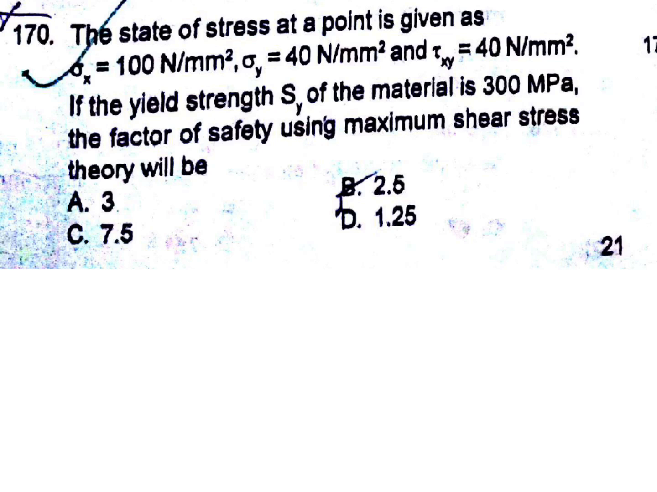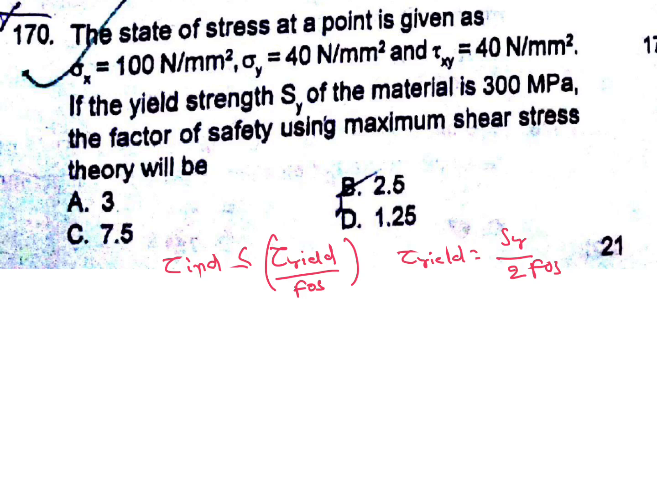So, tau induced should be less than tau yield, or tau yield is Sy by 2. Here the factor of safety is there, so divided by 2 into factor of safety. First we have to calculate the maximum induced shear stress. So I will use Mohr's stress circle here.